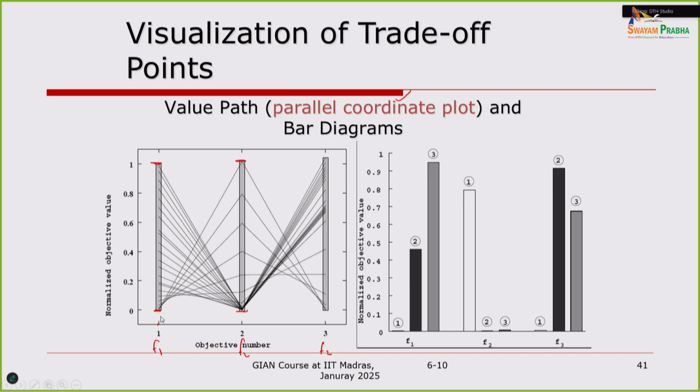So then you take a solution. This line here shows that this solution has the minimum F1 value, then the worst F2 value, and the minimum F3 value. That means this particular solution is good for F1 and F3 but worse for F2. So when you are visualizing like this, you ask, do I care more for F1 and F3 and not much about F2? Then maybe this is the one I would go for.